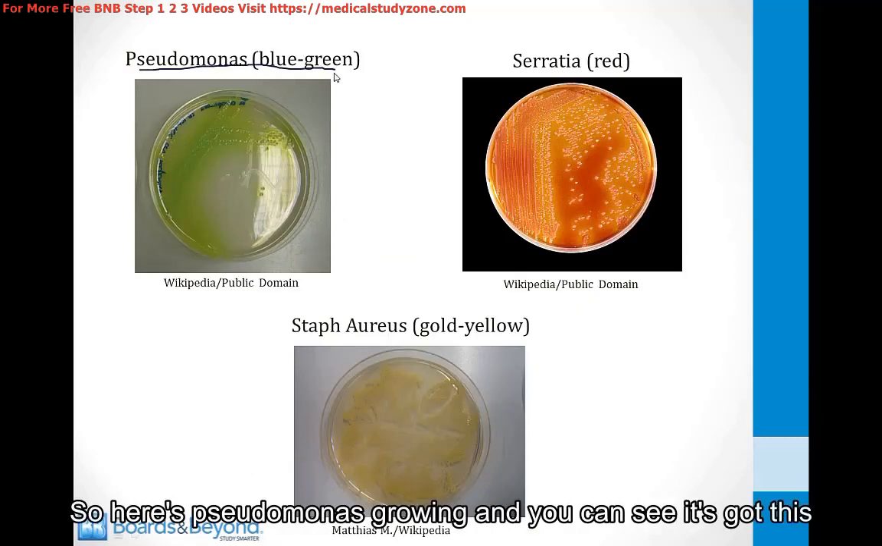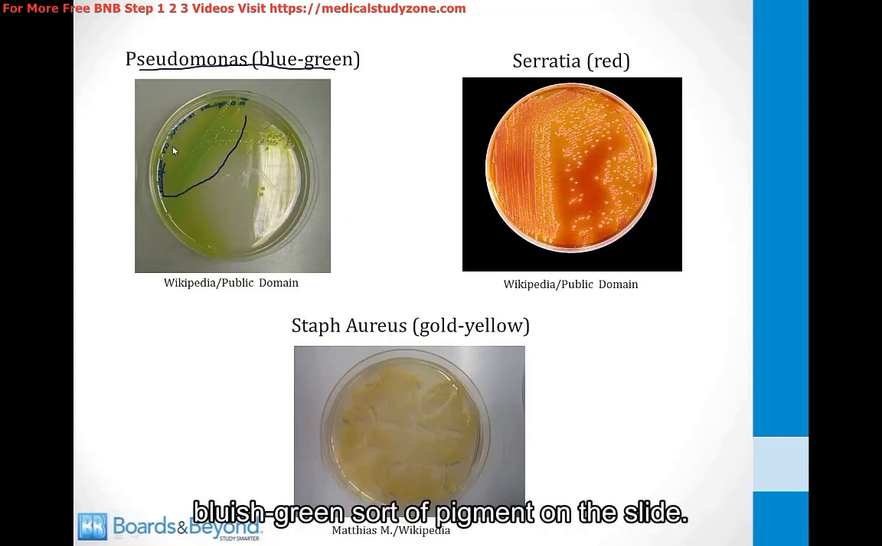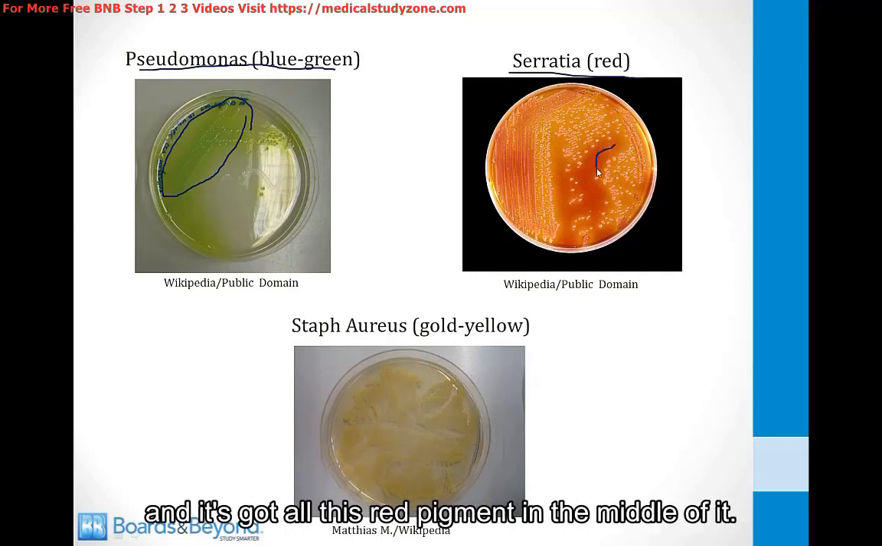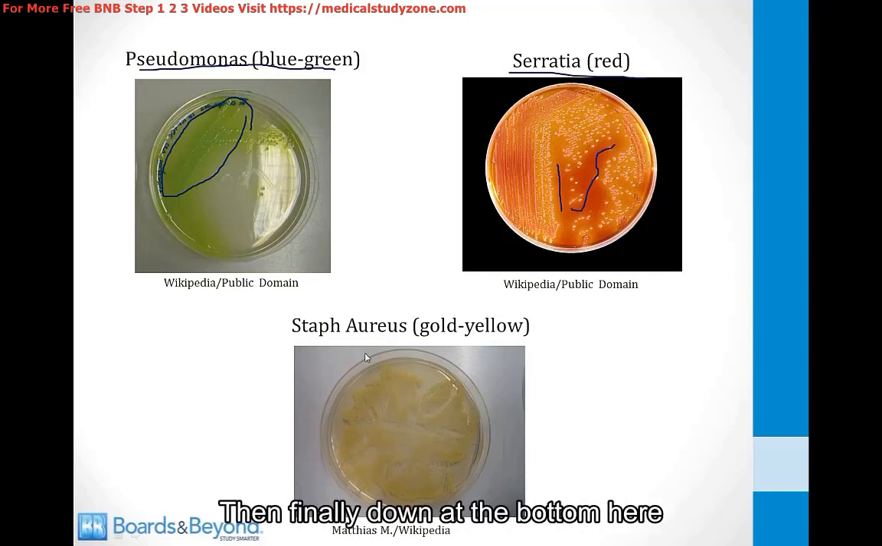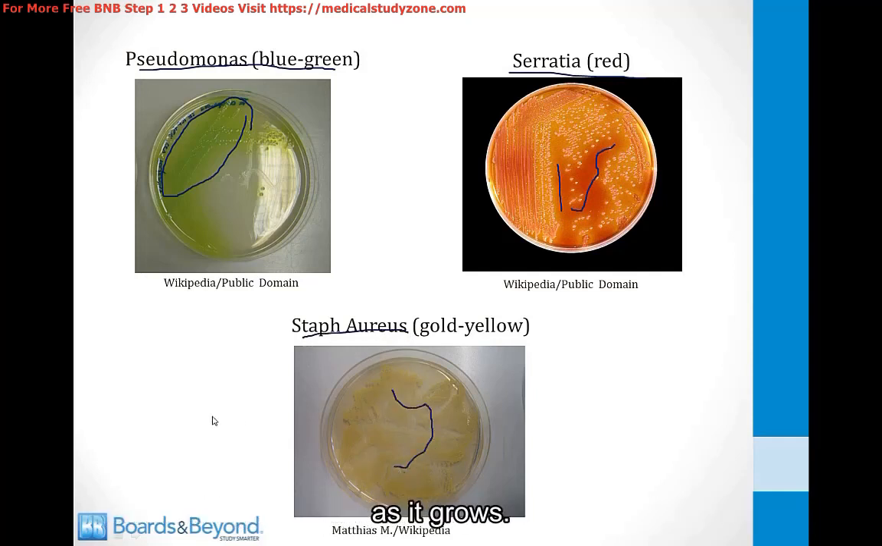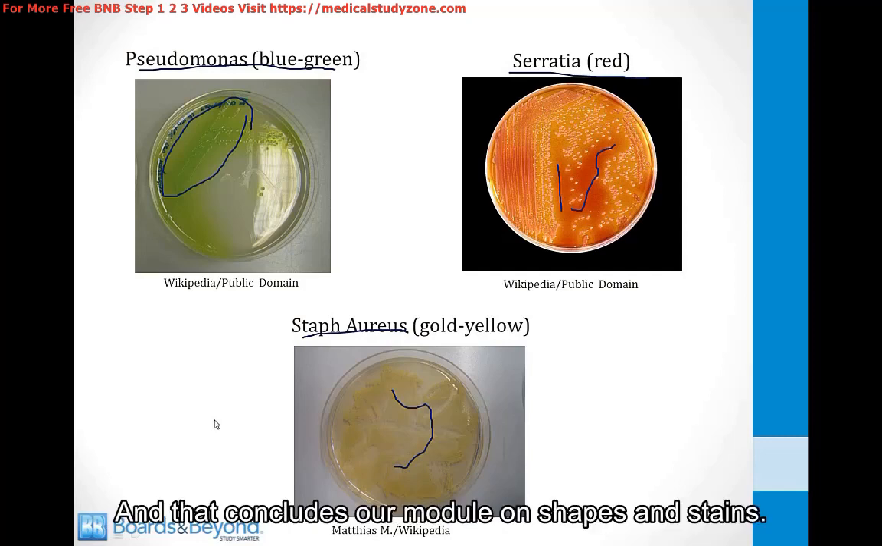So here's Pseudomonas growing. You can see it's got this bluish-green sort of pigment on the slide. This is some Serratia growing on a plate here, and it's got all this red pigment in the middle of it. And then finally down at the bottom, here's some Staph aureus with that golden sort of yellow color as it grows. And that concludes our module on shapes and stains.